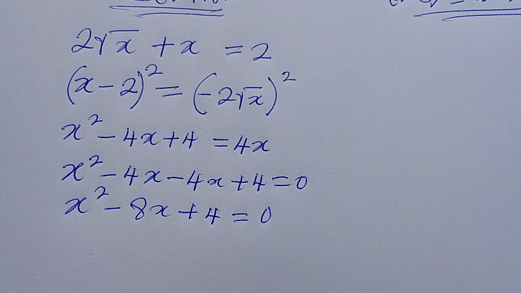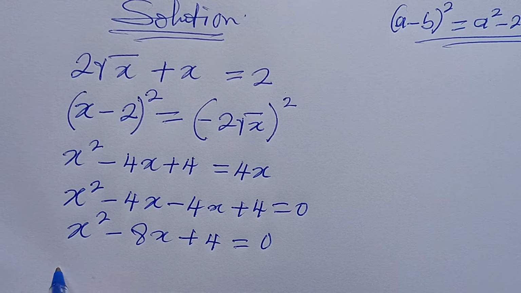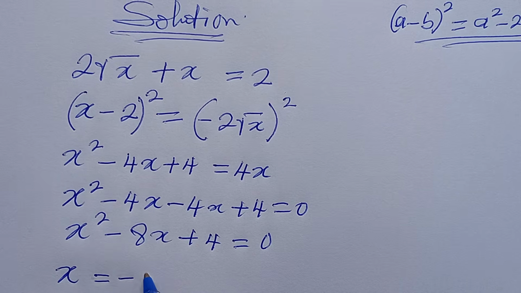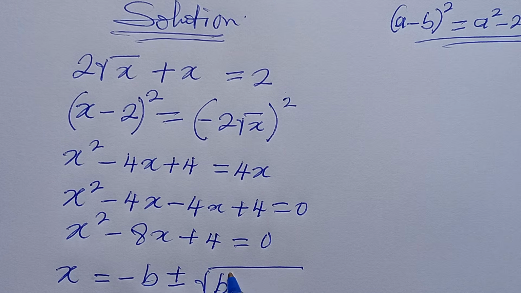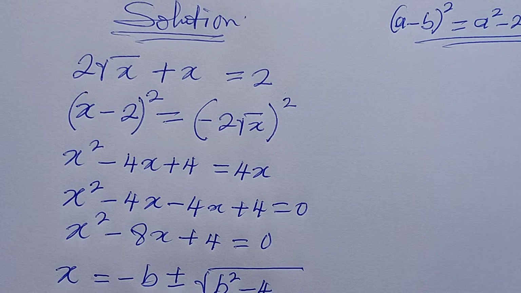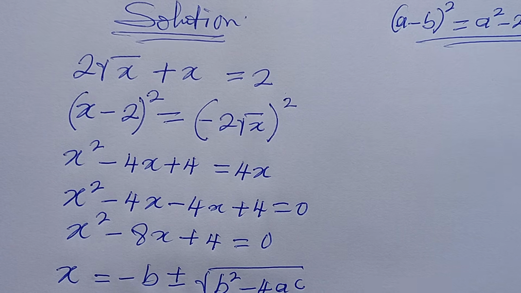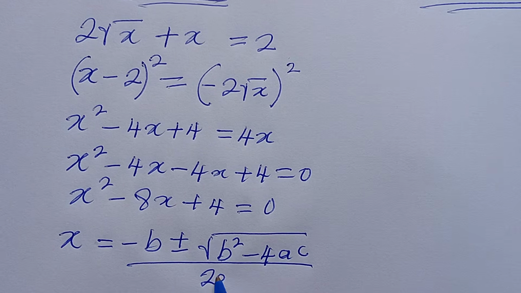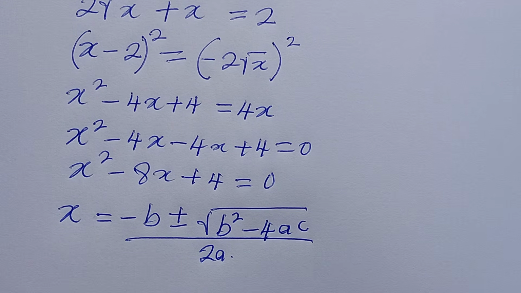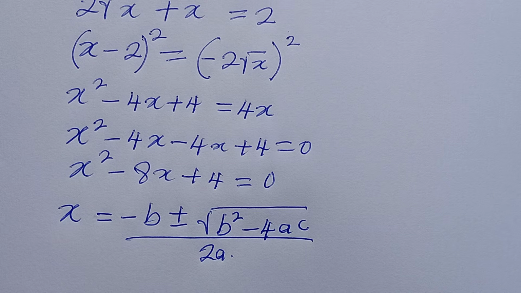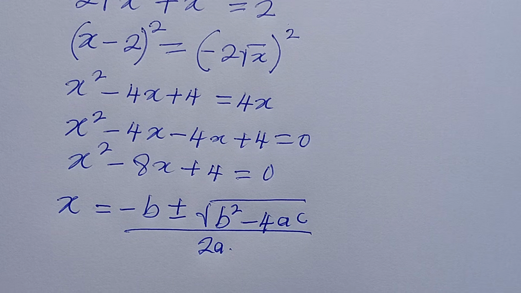We want to solve this quadratic equation. And if you check carefully, if we are to use the factorization method, we're going to have some challenge. And so we resort to the formula method. So using the formula method, the formula says that x equals minus b plus or minus the square root of b to the power of 2 minus 4ac, all over 2a. The only thing we have to do here is to bring out the values of a, b, and c to put into this formula.